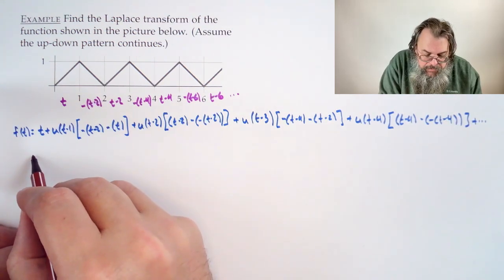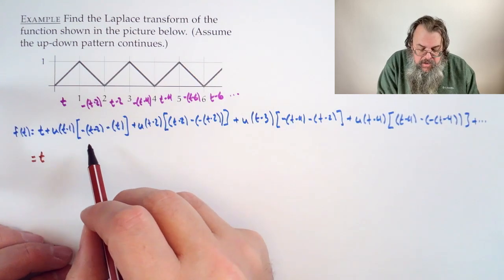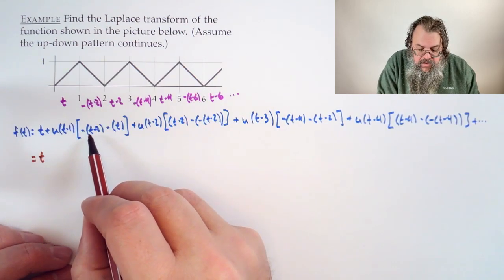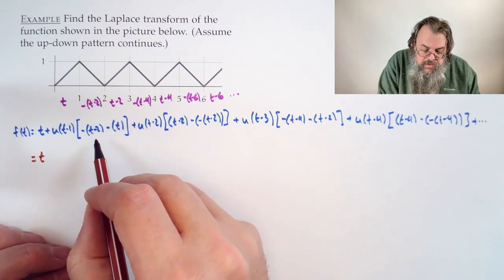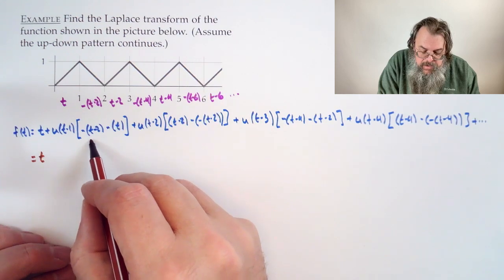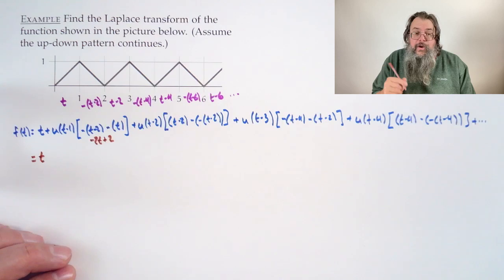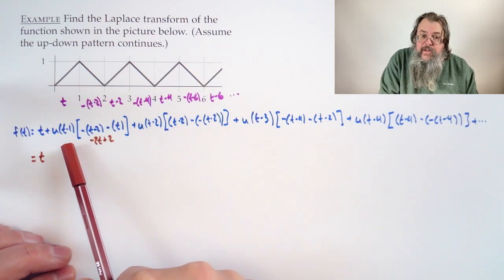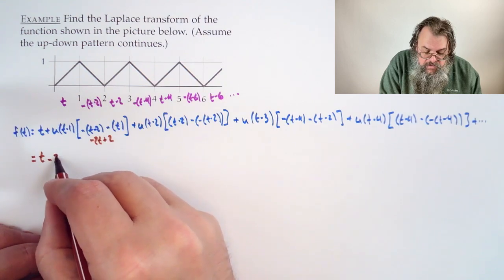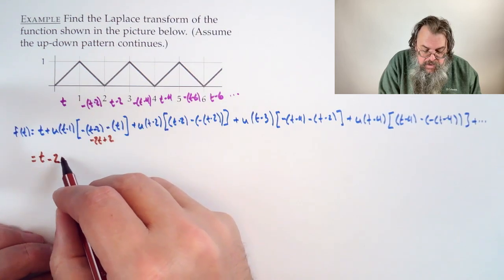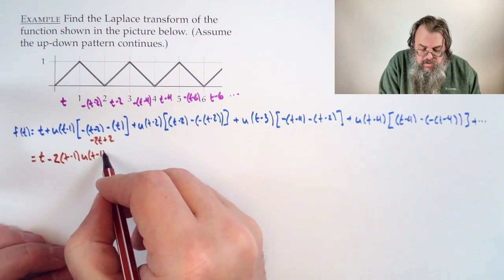Okay, so let's clean this up. So t becomes t. Now here we have a minus a t minus 2 and a minus t. Now if you look at this, work it out, this becomes minus 2t plus 2. Well, we really want to make it look like a t minus 1. We say, oh, pull out a minus 2. So we can write this as minus 2 times t minus 1, u of t minus 1.